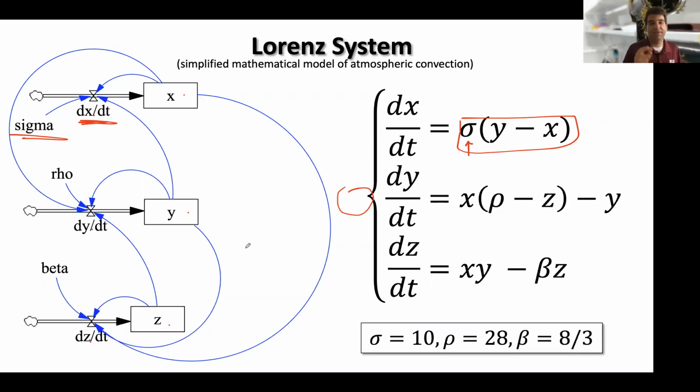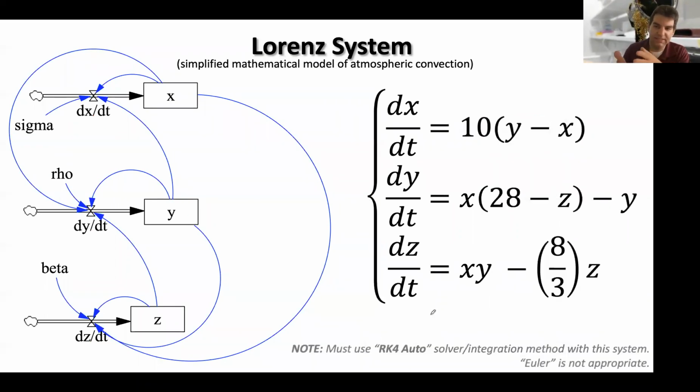I mean, you guys are going to have final projects. All of your final projects are probably going to have at least 3 stocks. And so that means that all of your final projects could potentially look kind of like this. Now, if I set this system up with this particular set of parameters down here, then it ends up looking like this. So then you can implement these in Vensim.